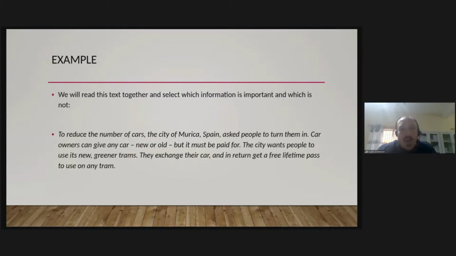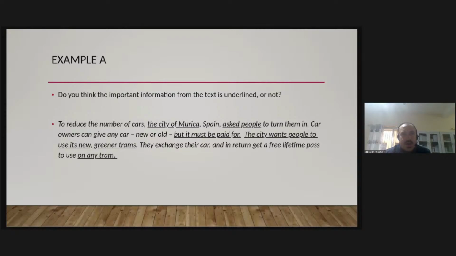Excellent. So we're going to read a text together and select which information is important and which is not. For example, we have this text here, and if anyone is watching, you can pause the video and watch it yourself. I suggest right now you pause the video and think about what information would be important in a summary of this paragraph and what information wouldn't be that important. Okay. Great.